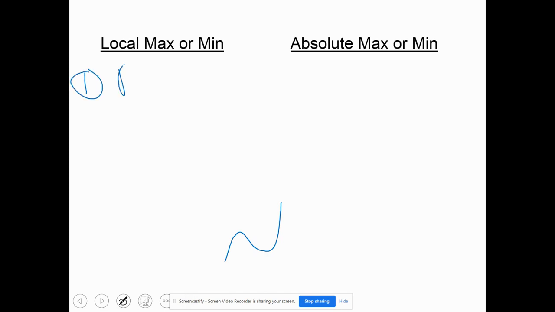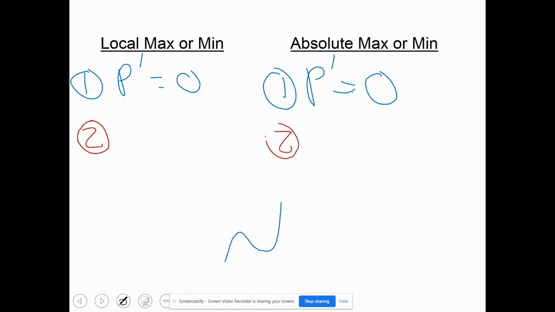Number one, you need to find a derivative, set it equal to 0. It doesn't matter which one of these you had. That's where you're going to start. All max and mins are when the slope is 0 or the slope is undefined. And as I mentioned yesterday, we're not doing the slope is undefined yet. Second step. Well, for the local max or min, we said put this on a wiggle graph.